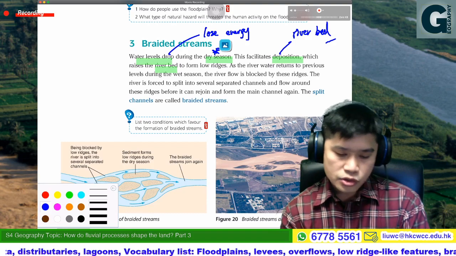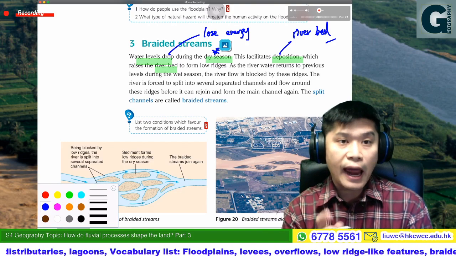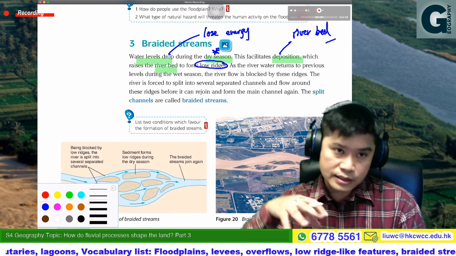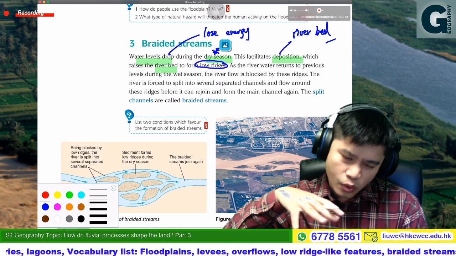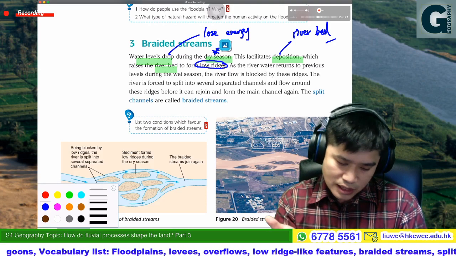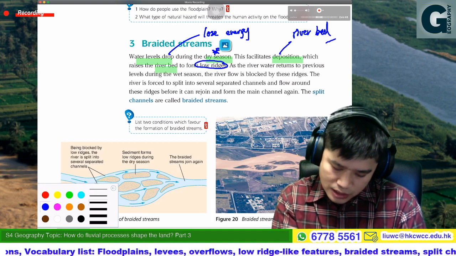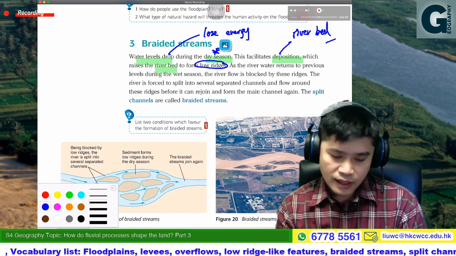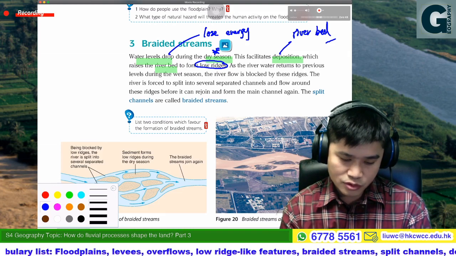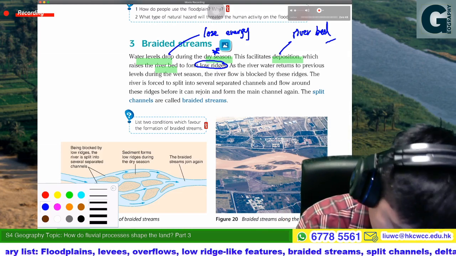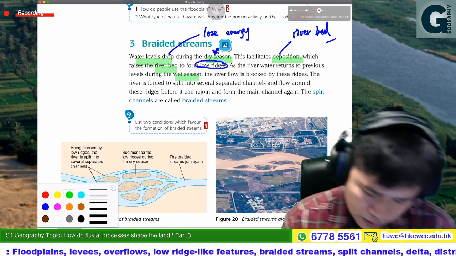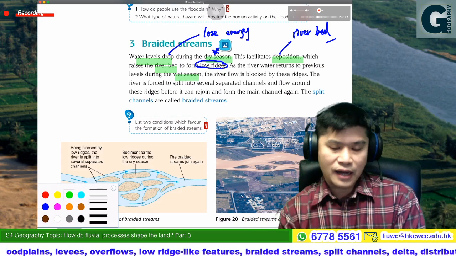So that would raise the riverbed, and sometimes that would form a low ridge. 會形成一啲比較高少少嘅 ridge，我哋會叫做啦，即係上升咗，不過佢都會比較低嘅，上升咗拱起咗呢個地方嘅。As the river water returns to the previous level during the wet season, the river flow is blocked by this ridge.